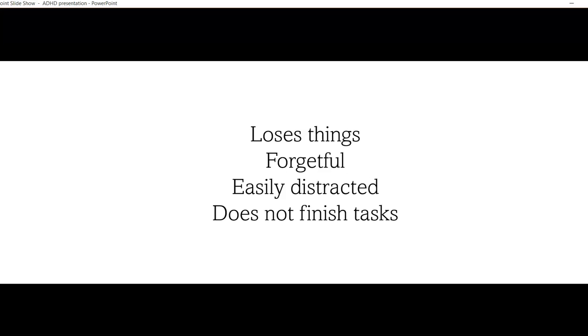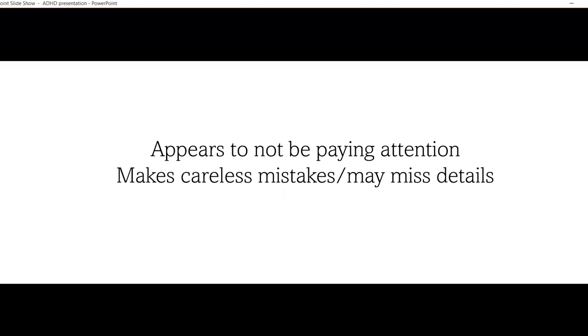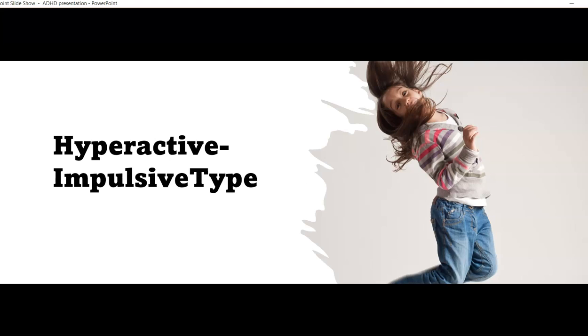In the inattentive type, we see children who often lose things, they're forgetful, they are easily distracted, and they fail to finish tasks or activities, or they fail to finish their homework. They appear as if they're not paying attention, they make careless mistakes, and they may miss details in their work.